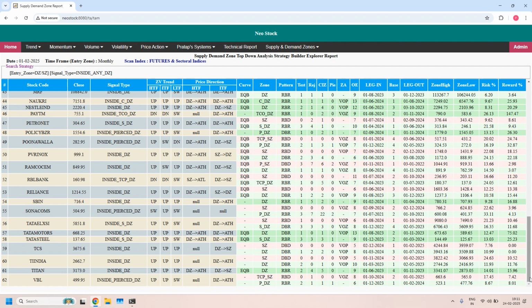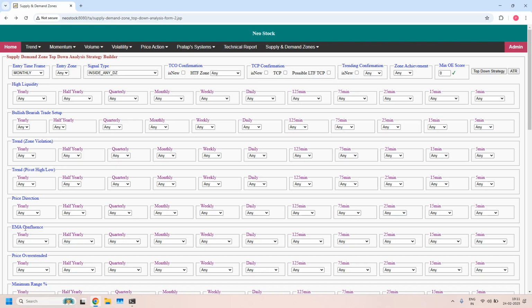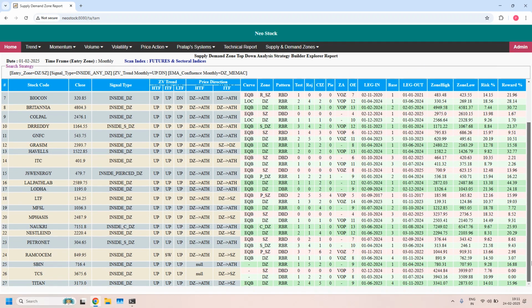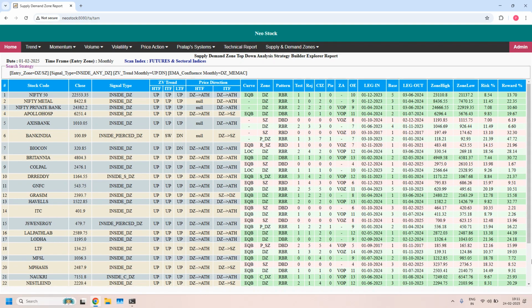So total 62 stocks are filtered. We can further filter this list based on the monthly demand zone having monthly EMA confluence. So in the EMA confluence at monthly time frame, I am setting monthly demand zone having monthly EMA confluence, and trend on the monthly time frame should be either up or down. With these filters, the list has come down to 27 stocks. So first 22 stocks are filtered.